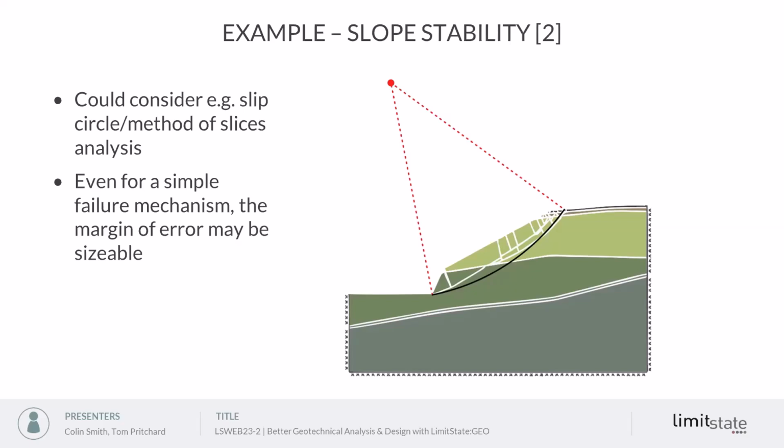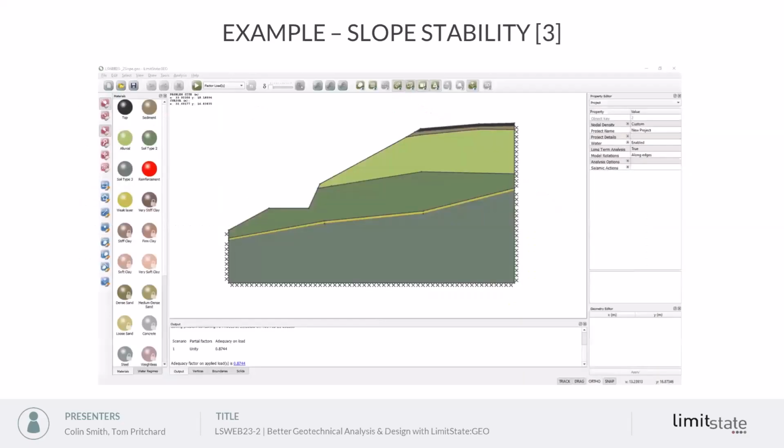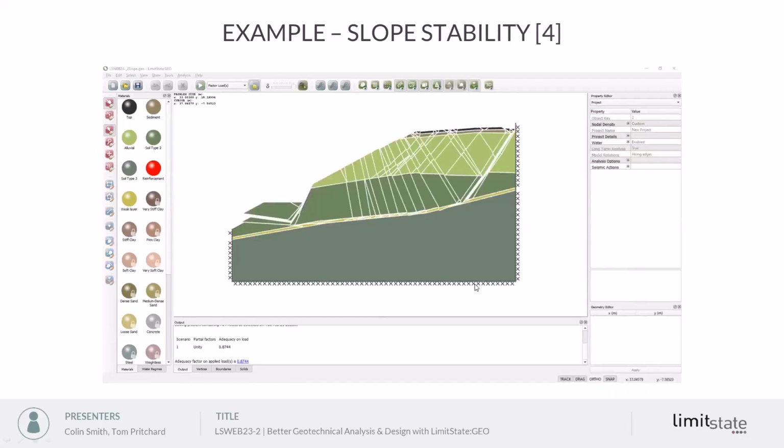So this is where the LimitState GEO software comes into its own. Instead of making assumptions about the nature of the slip surface, it adopts rigorous plasticity theory that can identify any failure mechanism geometry. And in particular, this is going to be needed for the case where the weak layer is modeled. So here's the problem with a weak layer, and that's the failure mechanism that the software identifies.